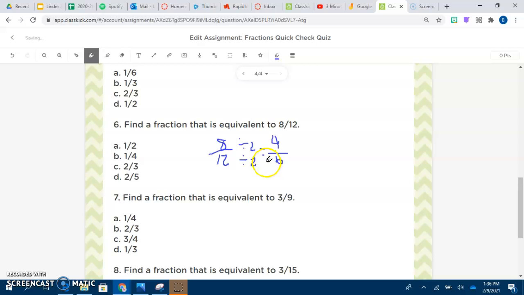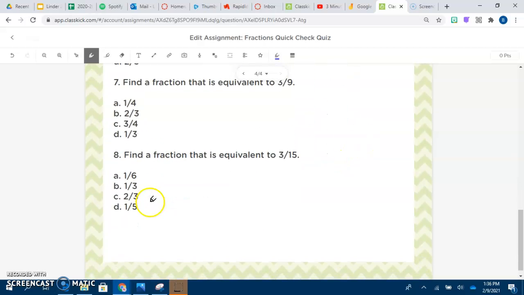Well, I know 4/6 breaks down again because I don't see that over here. So I know 2 goes into both again. So divide by 2, divide by 2. We'll get equals. 4 divided by 2 is 2. 6 divided by 2 is 3. So again, we have 2/3. So C is the answer for that one. 2/3 is the same as 8/12. Then let's go on to 8.